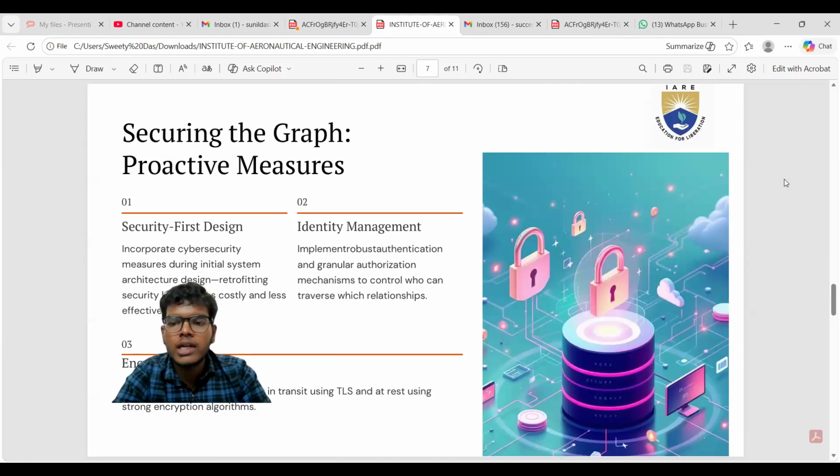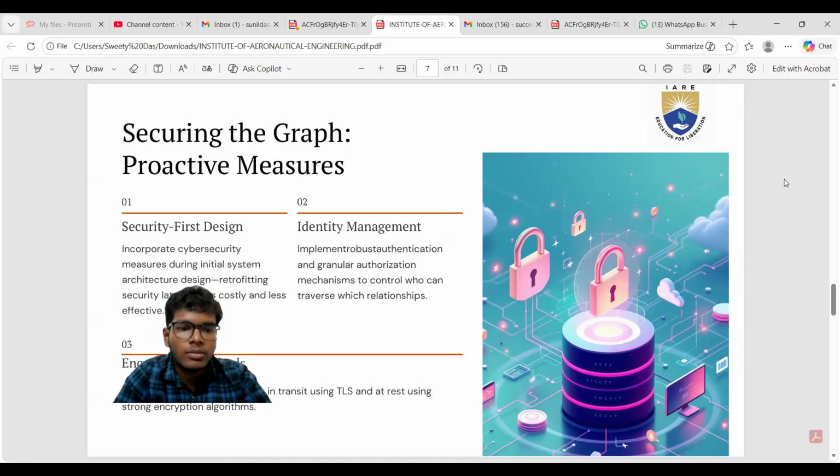Next is proactive security measures. So how do we fix this? We need a security first design. We can't just build security on at the end. It has to be part of the initial architecture. We need robust identity management, granular control over who can traverse which relationships, and of course the basic encryption at rest and in transit using TLS is non-negotiable.